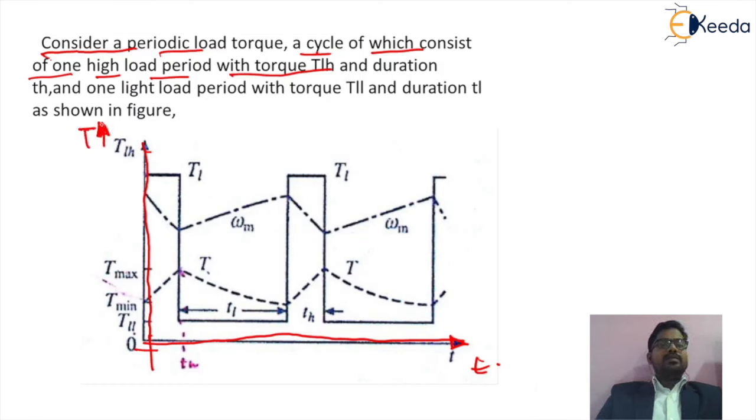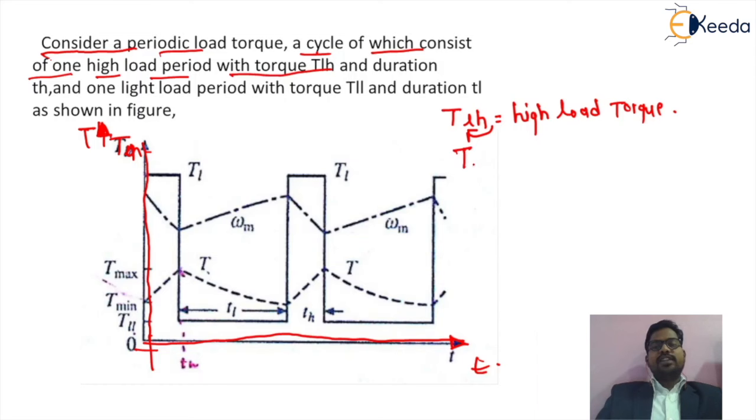We basically have two types of torque. The first type of torque is TLH, the high load torque, which will be shown here as TLH. And the second type of torque is TLL, the light load torque. This light load torque will be shown here as TLL. So this is the light load torque.